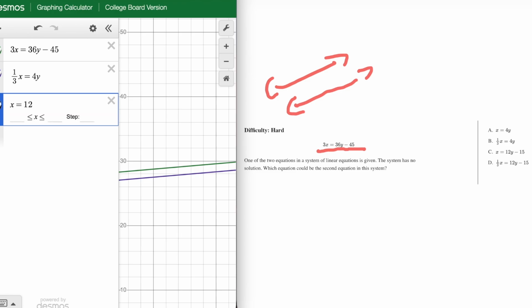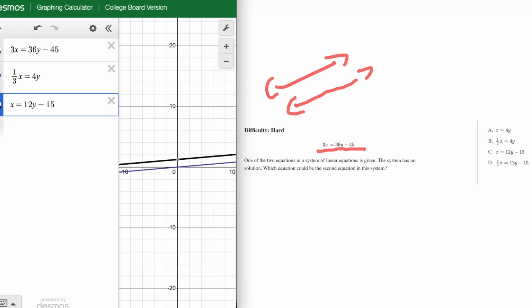So x equals 12y minus 15, and then go back to the home button, and then I'll turn that one off. You see that you can't see the green one, which means that these are actually the exact same equation, so these have infinite solutions, so this must also not be the correct answer. And then the only other one is 1/3 x equals 12y minus 15. This here clearly intersects right here, so this also cannot be the correct answer. So you're left with B here, which is a parallel line, so your correct answer here is B.